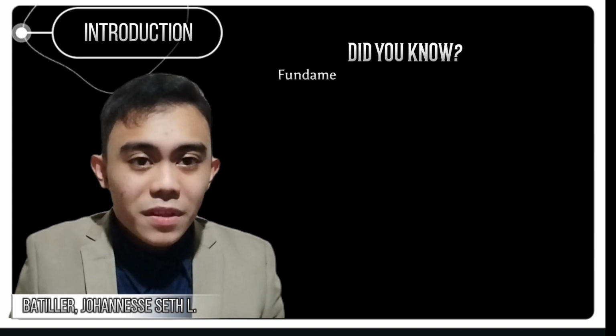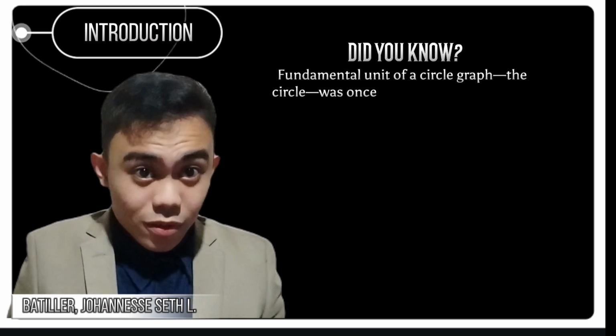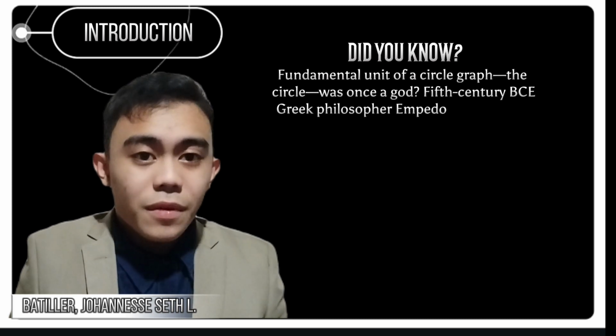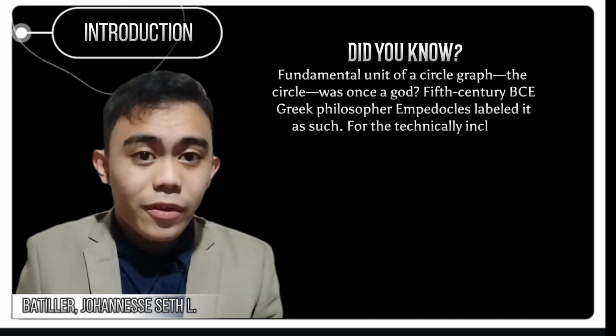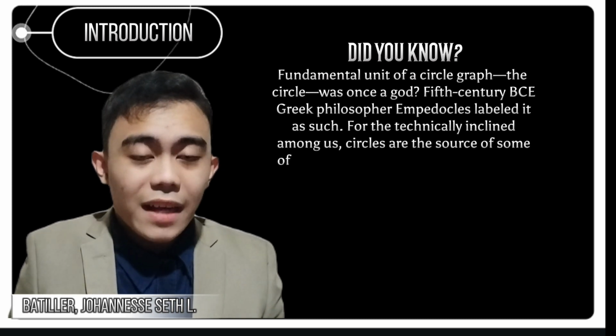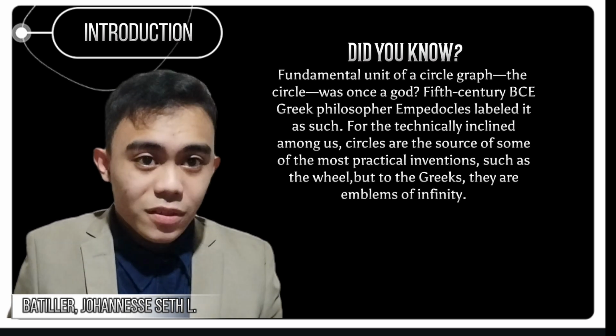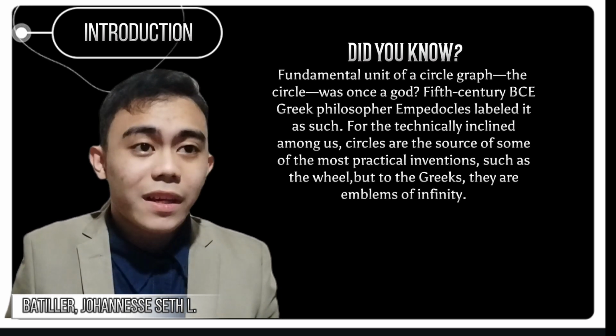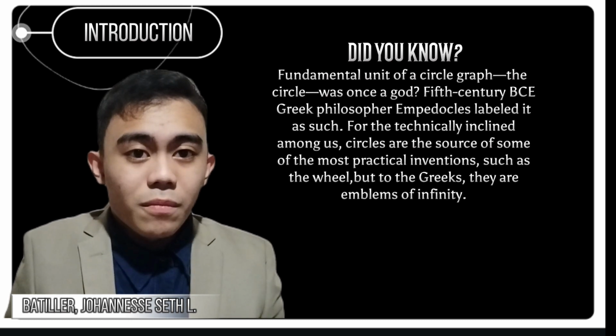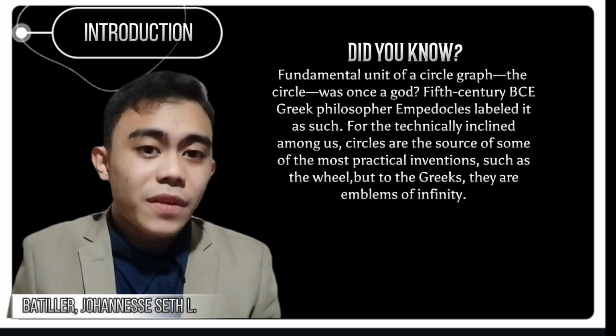Did you know that the fundamental unit of a circle graph, the circle, was once a god? In 5th century BCE, Greek philosopher Empedocles labeled it as such. Amazing, right? For the technically inclined among us, circles are the source of some of the most practical inventions, such as the wheel. But to the Greeks, they are emblems of infinity.